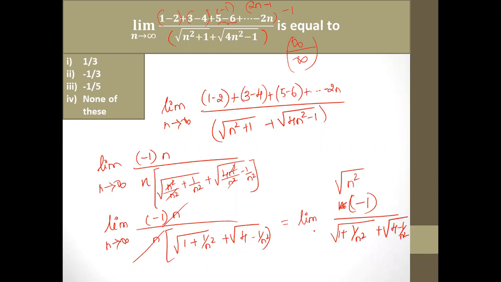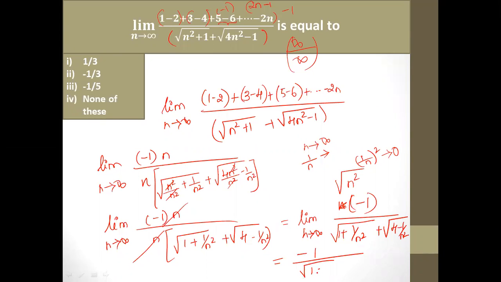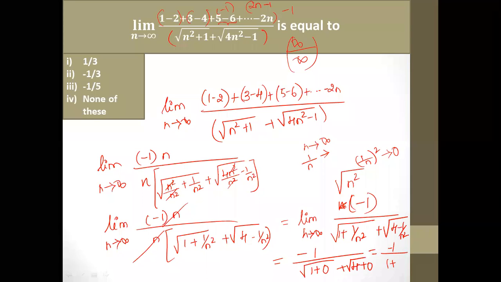As I told you earlier, as n tends to infinity, 1 by n goes to 0, correct? Here we have 1 by n square, which can be written as 1 by n whole square. As n tends to infinity, it also tends to 0, because 0 square is again 0. So substitute the values. It is minus 1 divided by square root of 1 plus 0 plus square root of 4 plus 0. So that is minus 1 divided by 1 plus 0 is 1, square root of 1 is 1, plus square root of 4 plus 0 is 4, root 4 is 2.